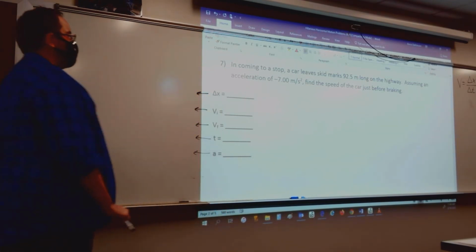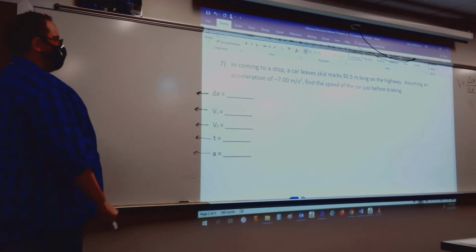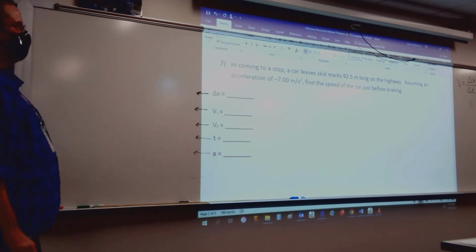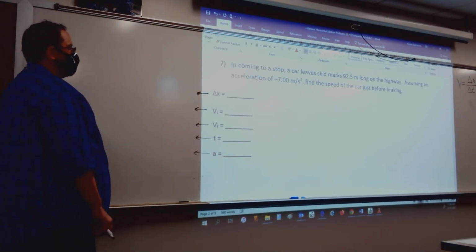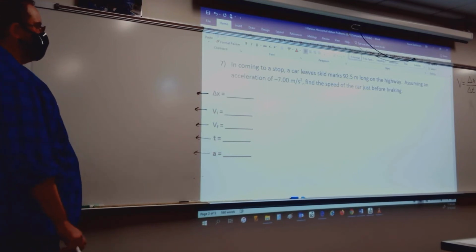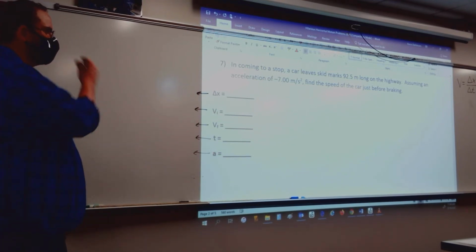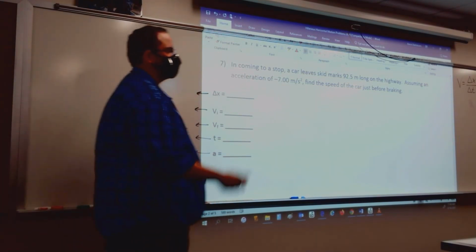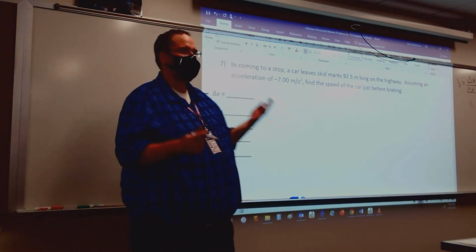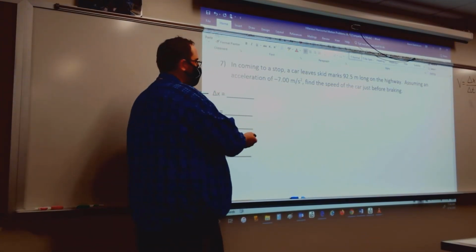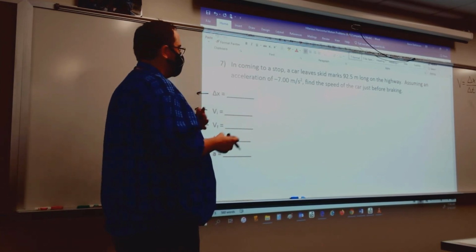In coming to a stop, a car leaves skid marks 92.5 meters long on the highway. Assuming an acceleration of -7 meters per second squared, find the speed of the car just before braking. Sometimes in problems it helps to draw a picture to figure out what's going on here. It's slowing down, but we're not given the normal information here.